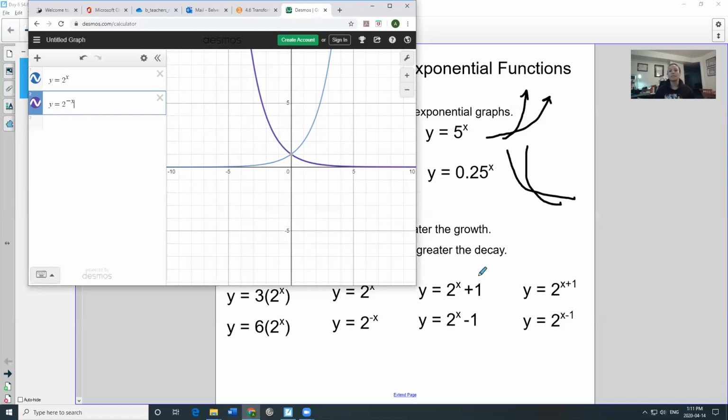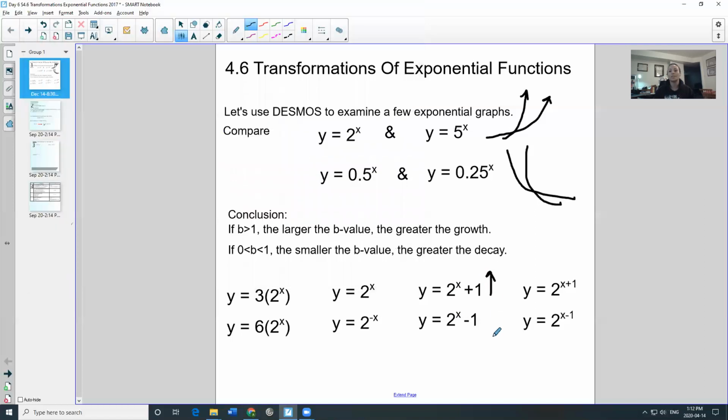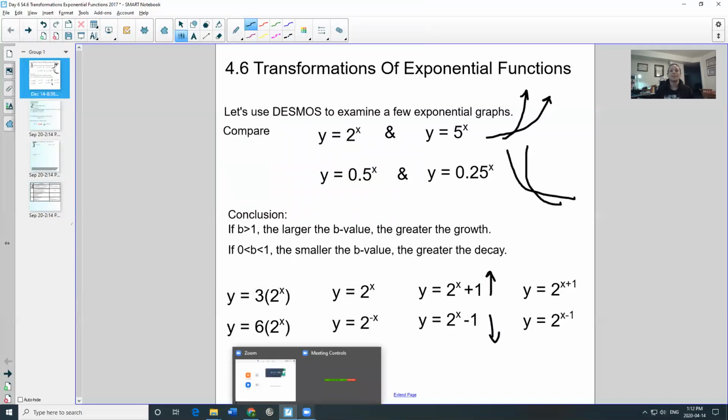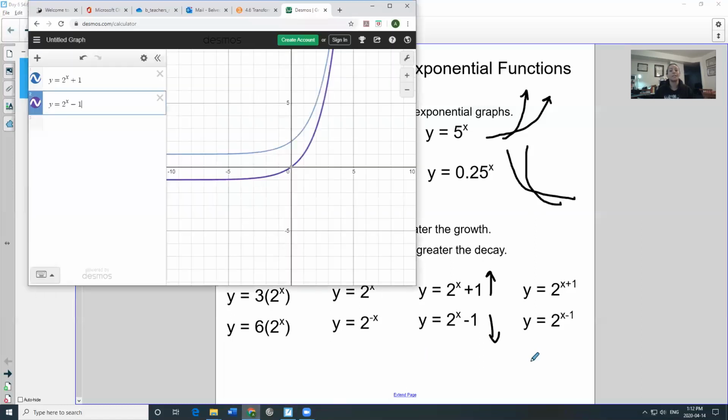Okay? Let's take a look at the next two. We have 2 to the x plus 1, and then we have 2 to the x minus 1. It looks like this one has been lifted up 1 unit and this one has been brought down 1 unit, right? Because remember, you should have your asymptote at 0, but here my asymptote is at 1 and here my asymptote is at -1, okay? So by adding or subtracting a number to your base function, it's going to shift it upwards or downwards. Hopefully all of this starts to sound really familiar.